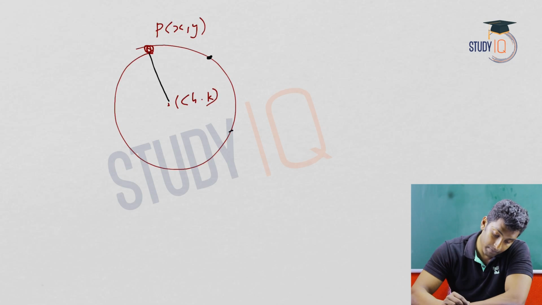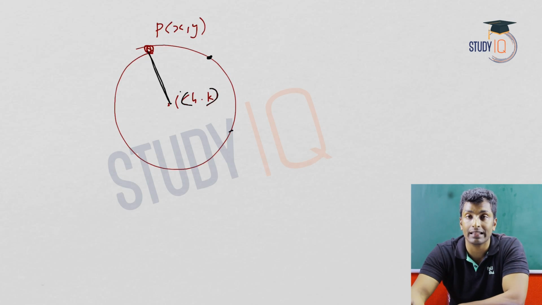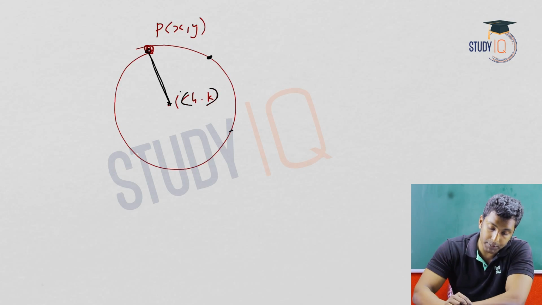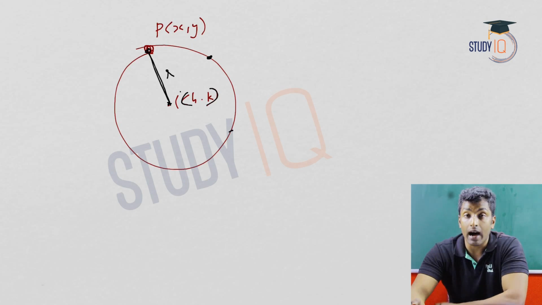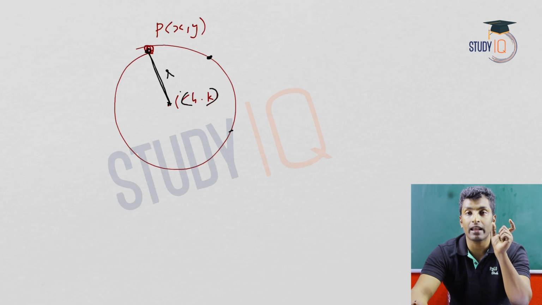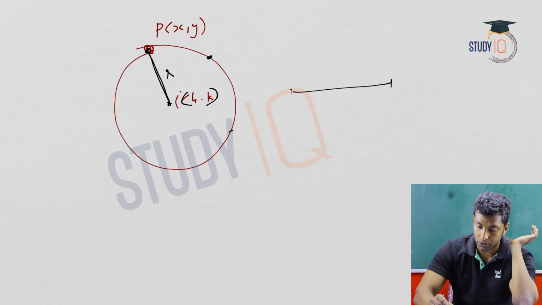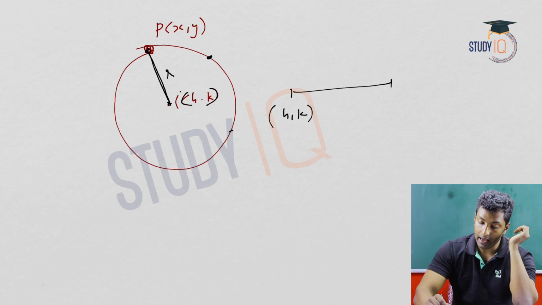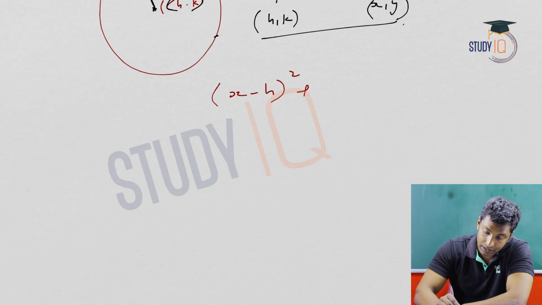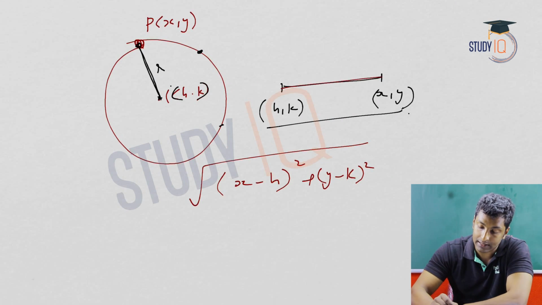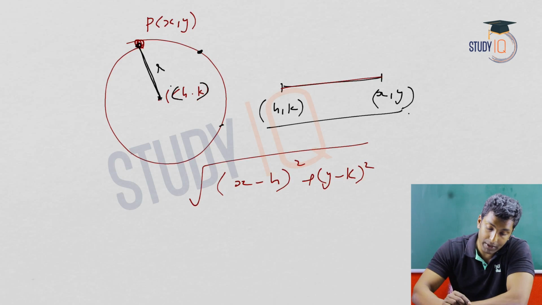Then how will you get this distance? I've given you these two points: C(h, k) at the center, and this point P(x, y). Can you get this distance? That distance is what we call r. If you remember, we can apply the distance formula here. If this is your (h, k) and this is your (x, y), you can apply the distance formula: the square root of (x minus h) square plus (y minus k) square. You will get this distance, and this distance is nothing but your radius.